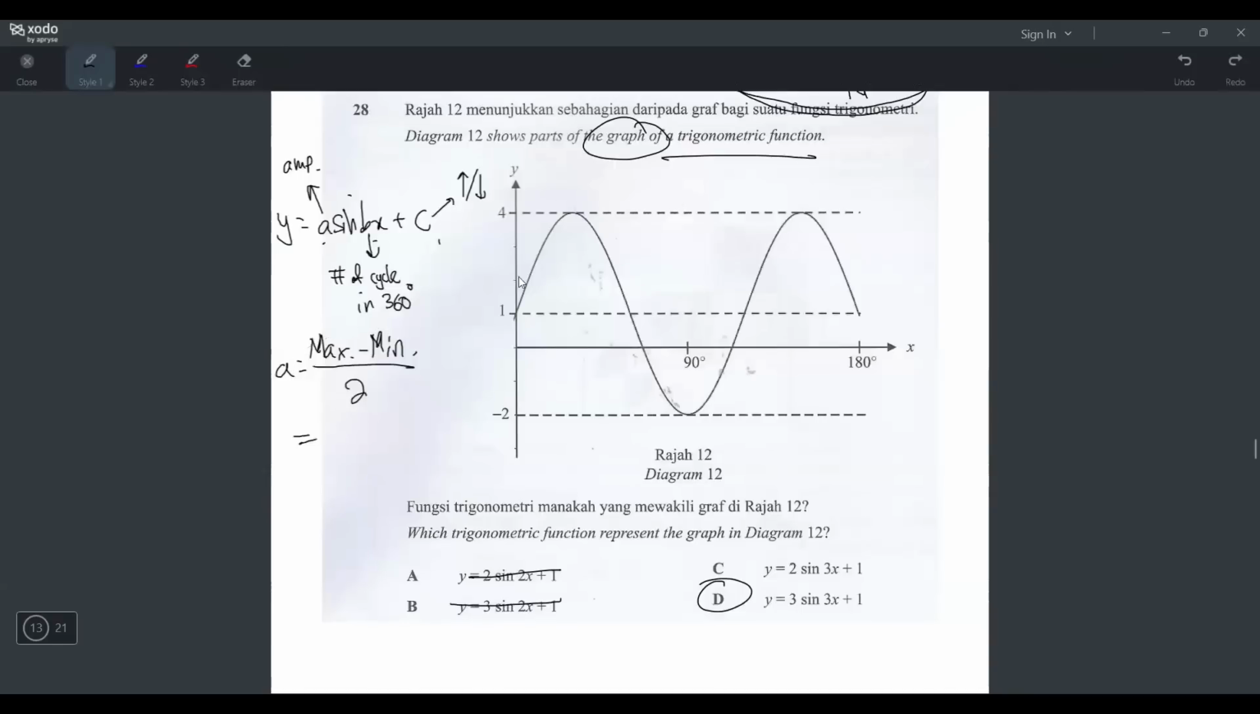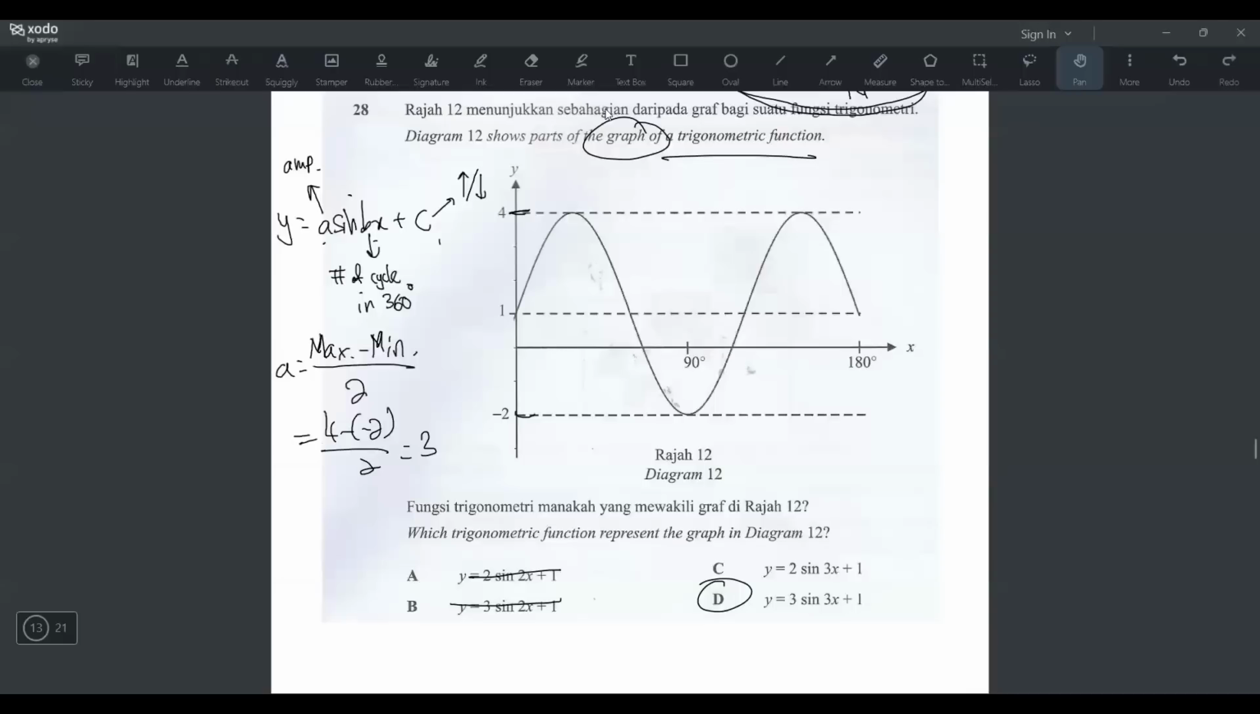Okay, but it's very helpful. So the maximum will be 4, minimum is negative 2. So 4 minus negative 2 divided by 2, and you get 3. It means the amplitude is 3, right? So that is why the amplitude A is 3. So confirm this is wrong. This is also wrong, right?